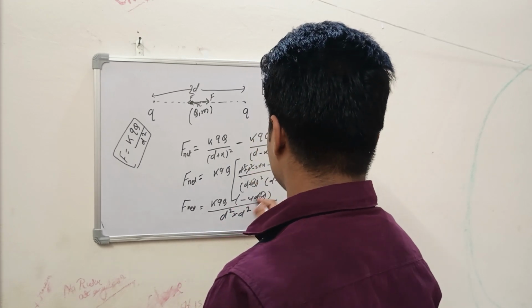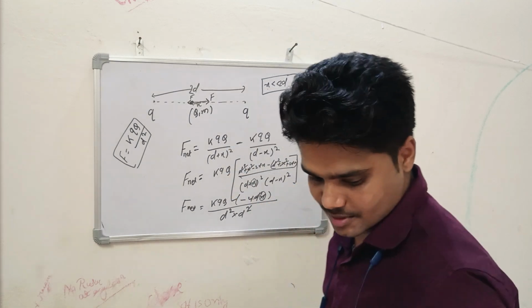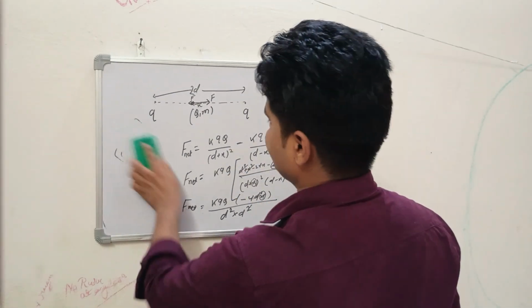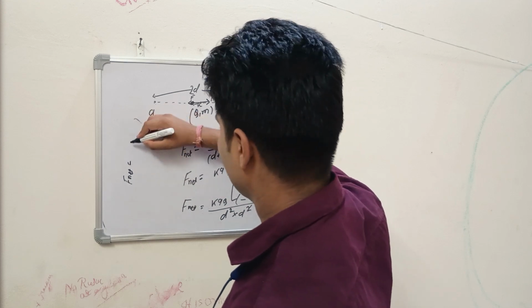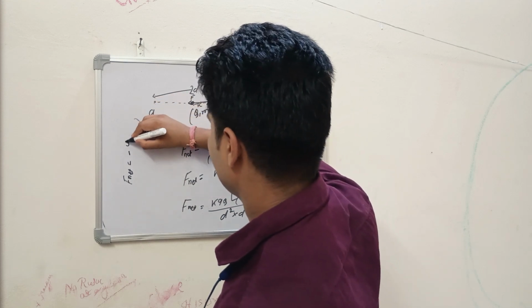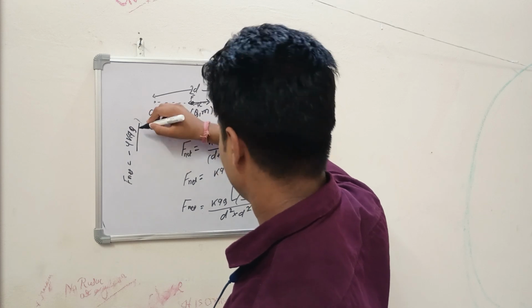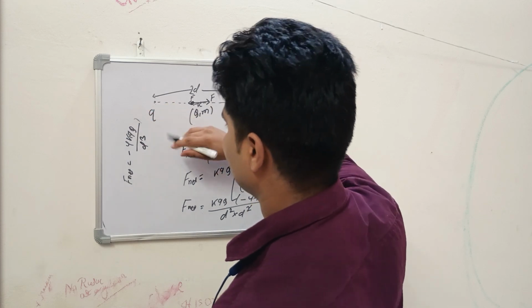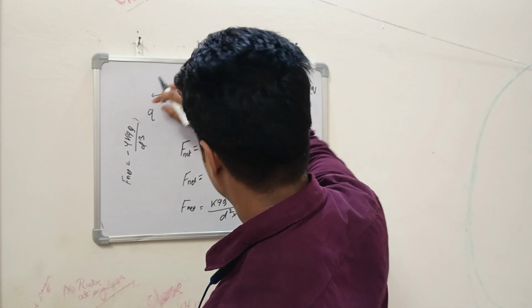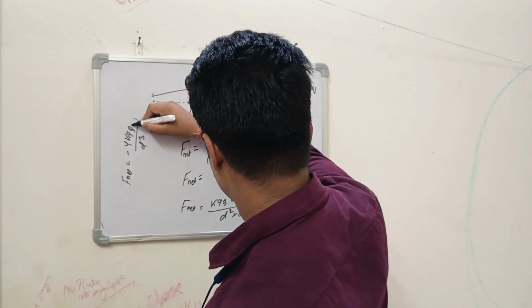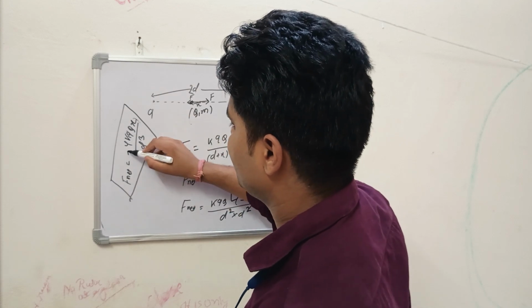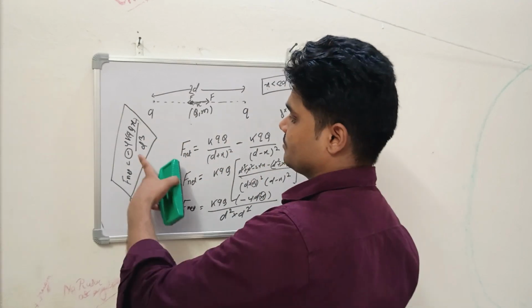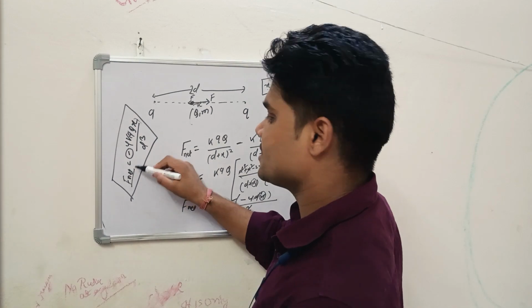Now we can cancel out 1 d by 1 d. Then it will become F net equals minus 4 kqQ x by d cube. So here I can see the minus. This minus is indicating that this F net is a restoring force.